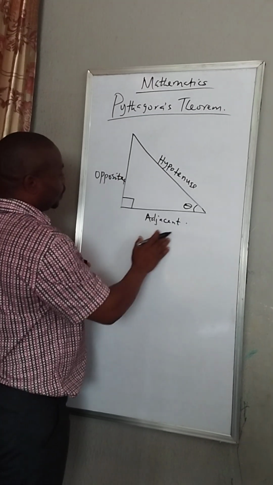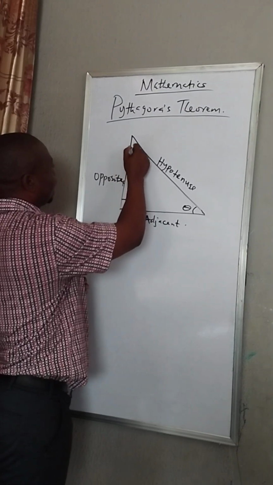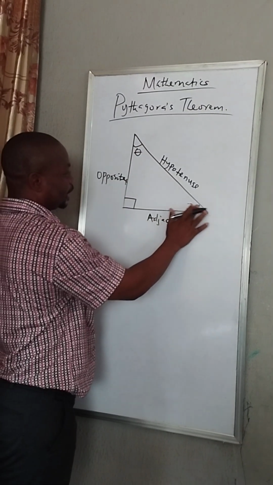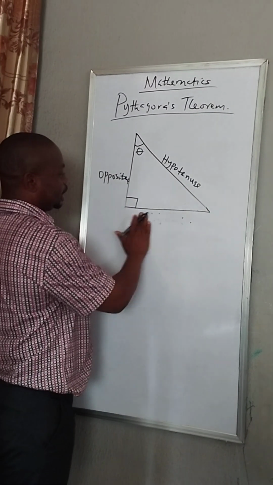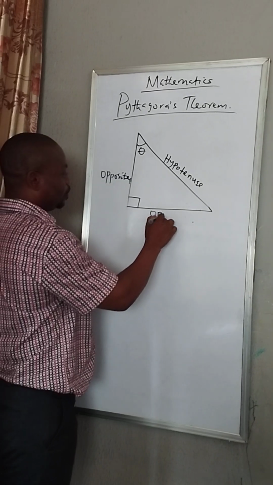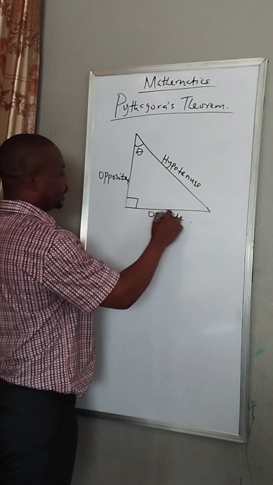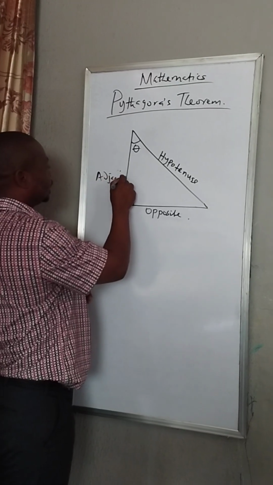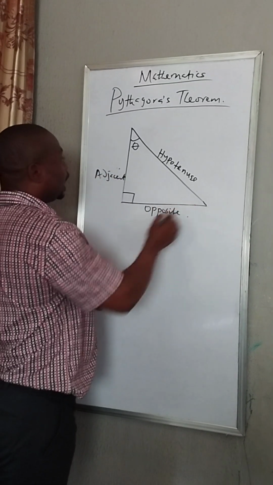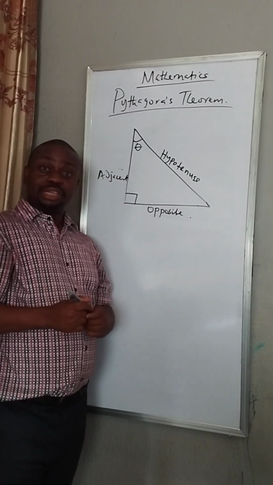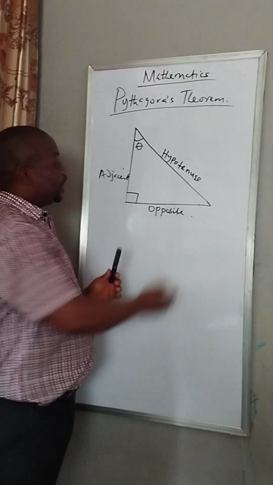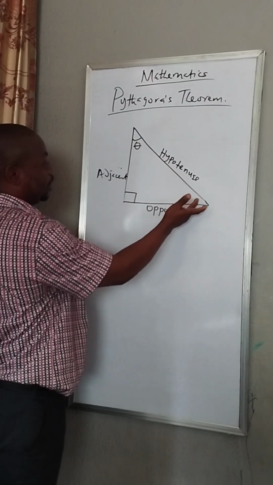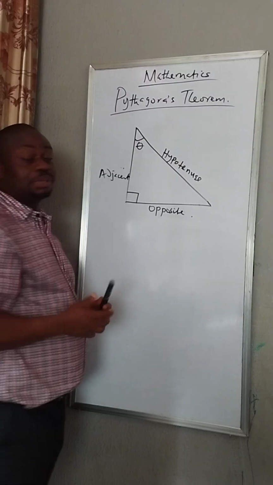If the angle is found here, automatically this side becomes the opposite side. It's no longer here. Here now becomes the adjacent. So the adjacent and opposite are named as a result of where the angle is placed, whether here or here.